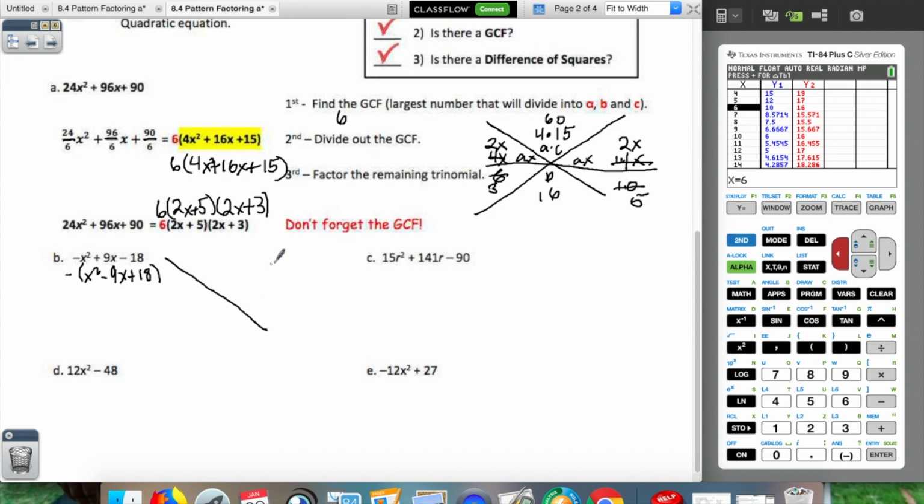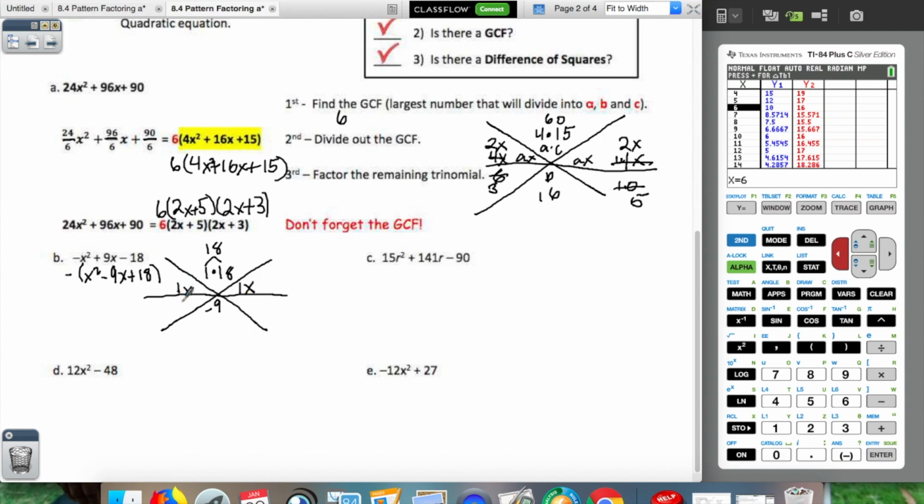So again, our snowflake. I don't know about you guys, but I love the snowflake method. So much better than what I learned in high school. So in the top we'll have 1, which is our A, times 18, which is our C, which would get us 18. In the bottom we'll have our B, which is negative 9. And on the side we'll have 1x, because 1 is our A, and 1x, because they're the same.